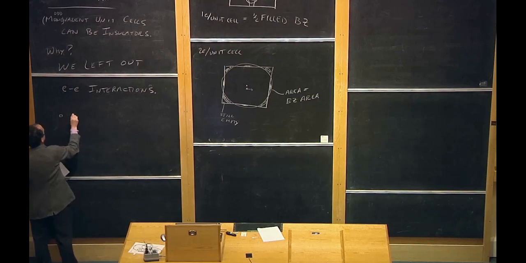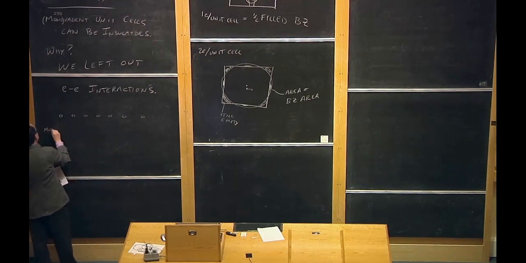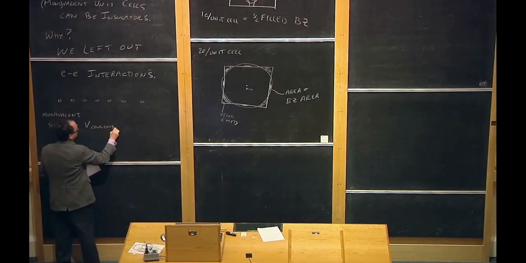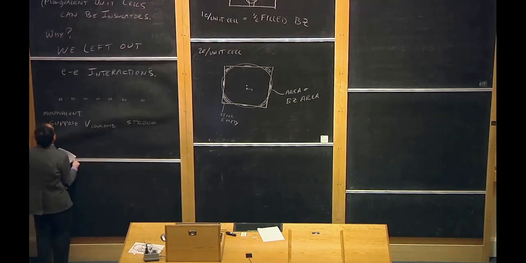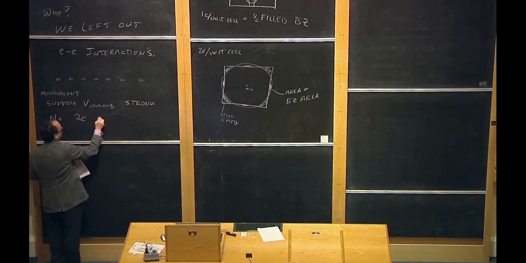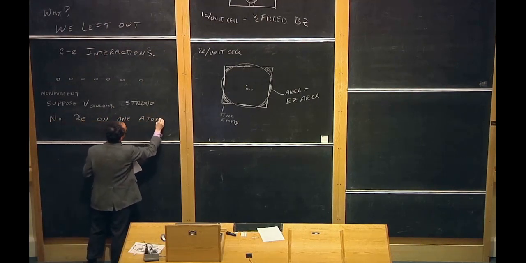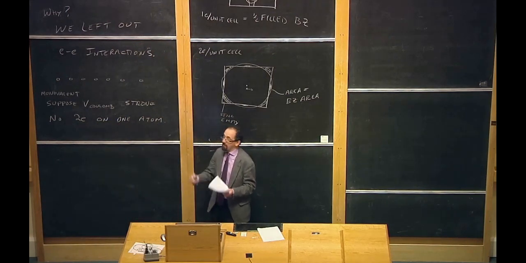So imagine you have a bunch of atoms lined up in a row like this, and assume it's monovalent. So it's 1 electron per unit cell. But suppose the interaction is very strong. Suppose V Coulomb is very strong. If the Coulomb interaction is extremely strong, then you might have a situation where there should be no 2 electrons on one atom. So never should you find 2 electrons on one atom, because the Coulomb interaction would make that energy extremely high and very unfavorable.